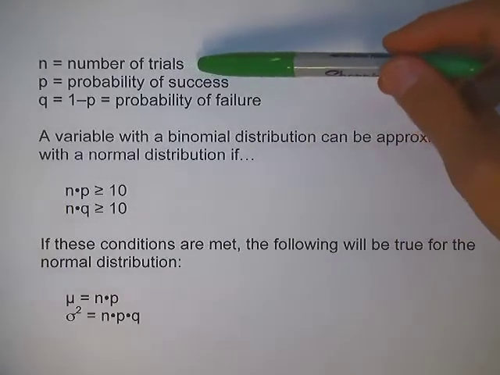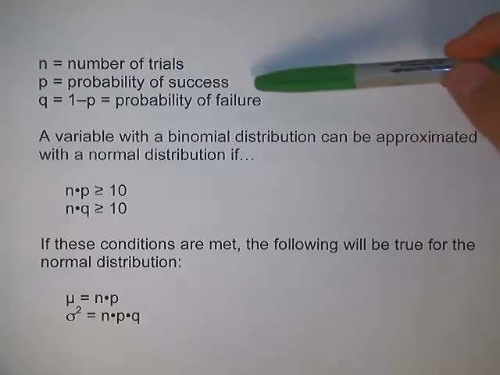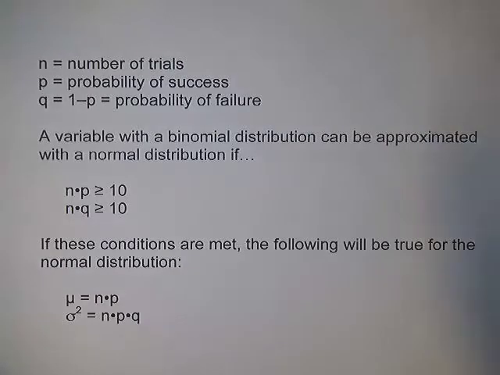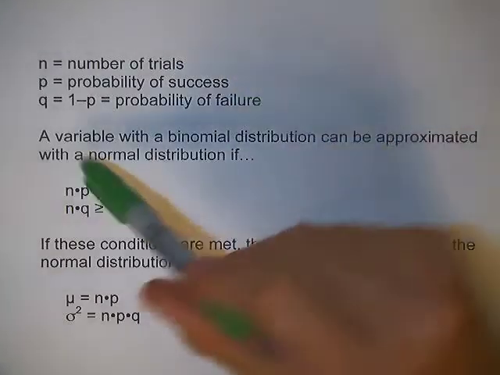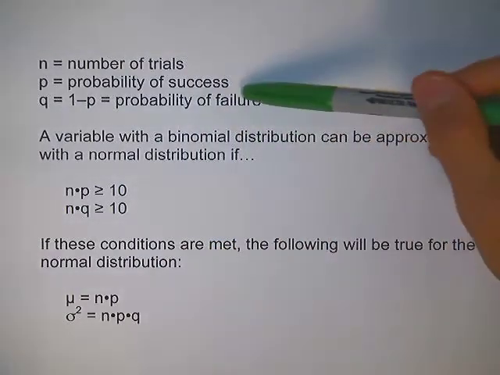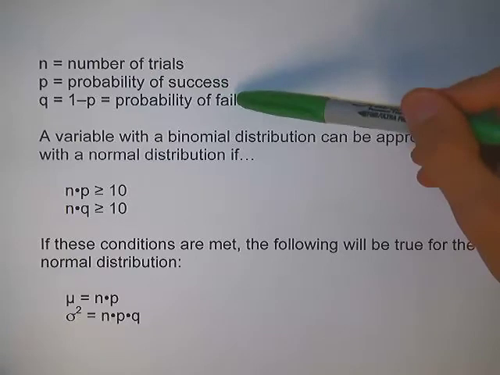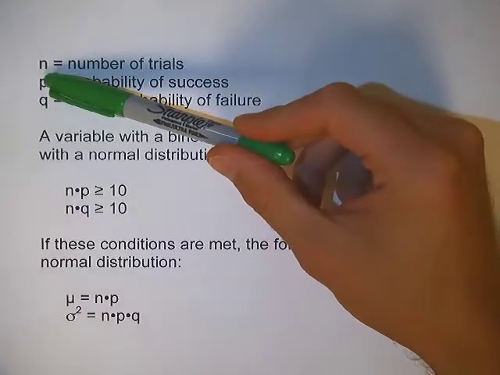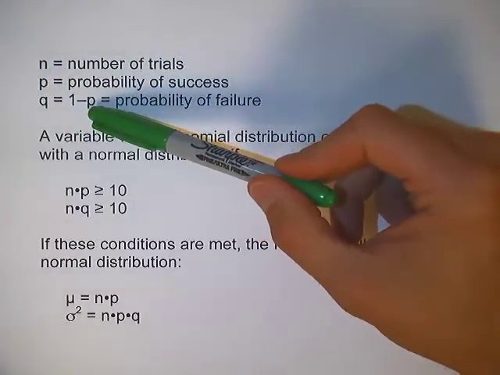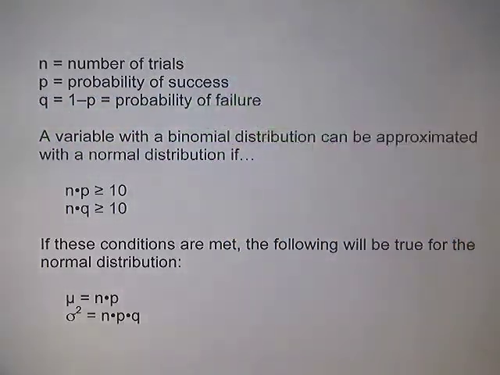So what we're going to do is let n represent the number of trials in a binomial setting. We're going to let p represent the probability of success, and then we're going to let q equal the probability of failure. Since we are going to have a binomial setting here, we are only going to have two outcomes, success or failure. So if we know the probability of success, if we take 1 minus that probability, we're going to get q, which represents the probability of failure.